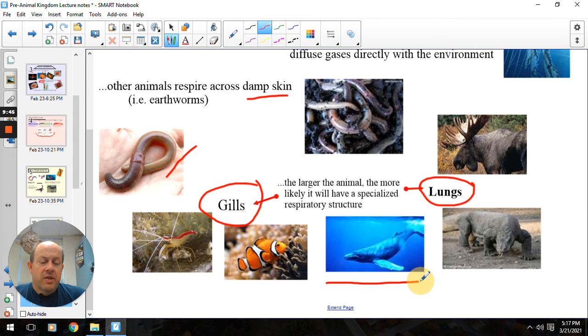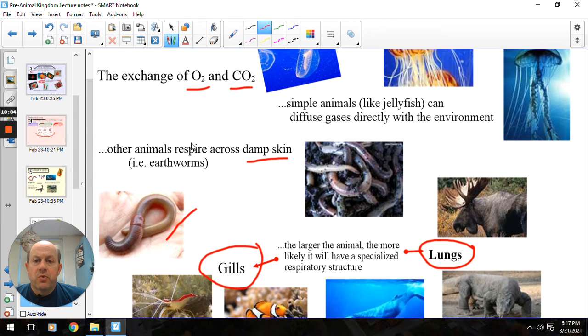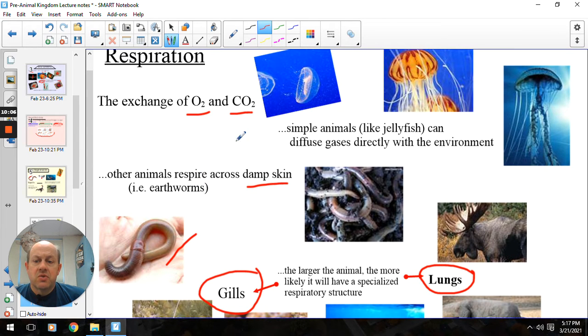This guy here, you might think, well, that's a fish. Does it have gills? Well, it's not technically a fish. That'd be a whale. And whales are mammals, so he's doing just like you do, holding his breath to swim underwater. It's just he has a lot bigger lungs. Instead of a couple of minutes, he can hold it for 30 or 40 minutes. So that is the respiratory system. Oxygen goes in, CO2 comes out.